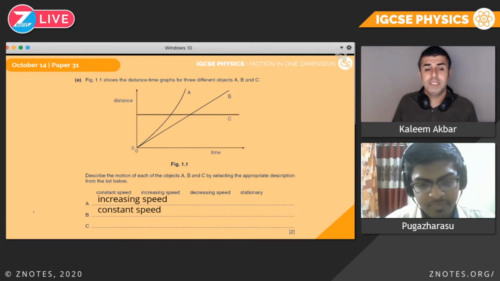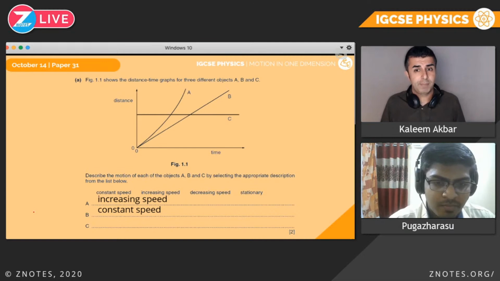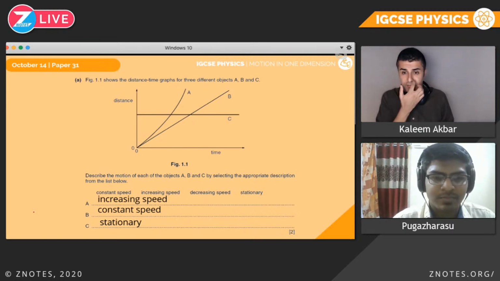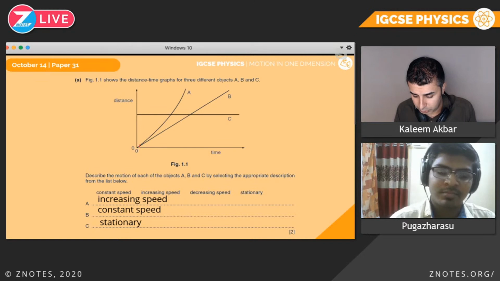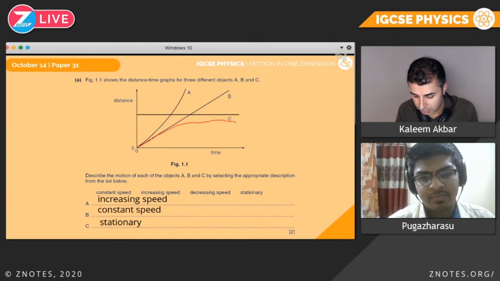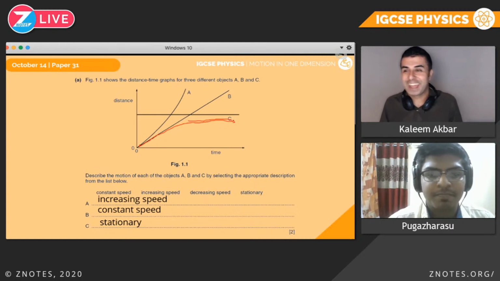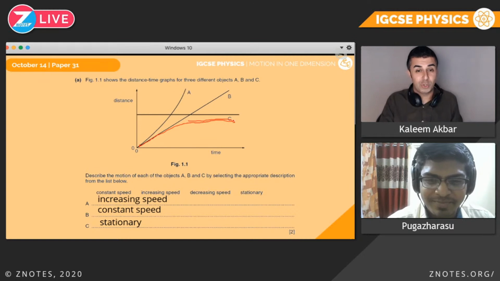Last but not least, then C. C is stationary. There is no gradient, it's 0. And if, I'll draw this on the graph, if there was decreasing speed, what would it look like? It would look something like, I wish I had a ruler, okay? It would look something like this, where it would become horizontal eventually.